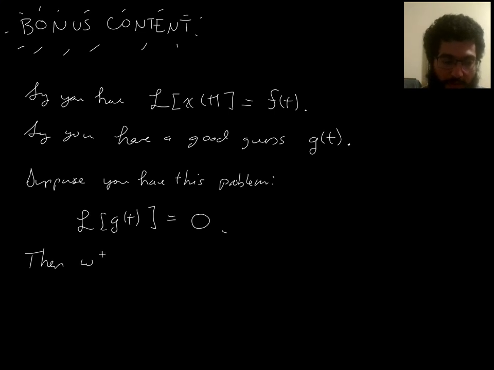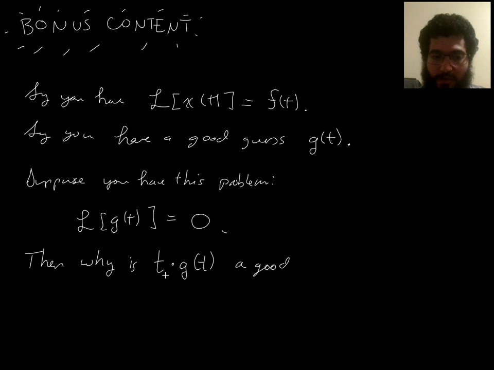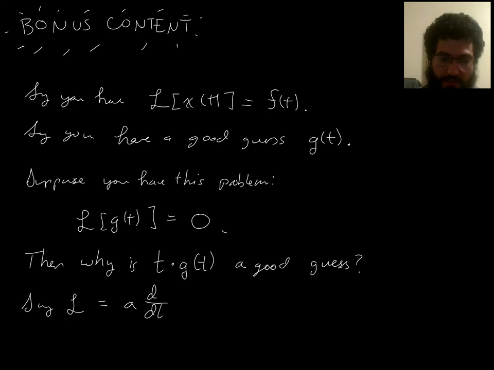Then the caveat suggests that multiplying by t times your original good guess will be a good guess. So why is this a good guess? Well, let's say L, let's be pretty general. So let's say L is just any one of these second order constant coefficient left-hand sides.